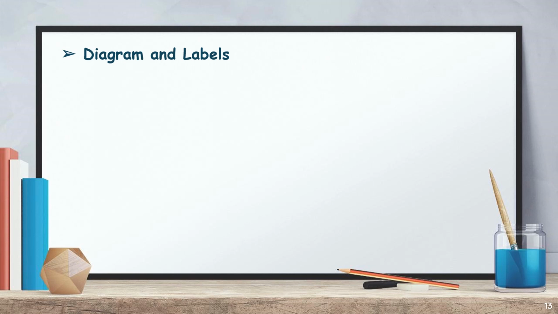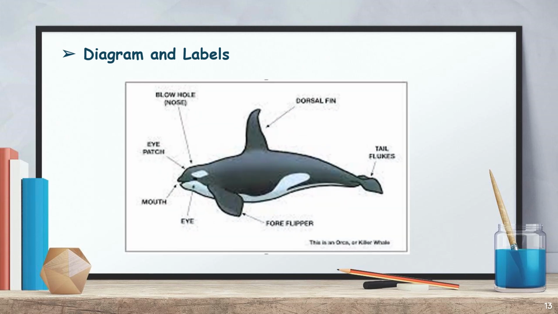Diagram and labels. So this is an example of a science diagram about a dolphin. A label diagram is a drawing, of course. It can be a drawing, a chart, or a graph that is used to visualize a concept. Label diagrams can be used in math. And here we use this one for science, and also we can use it for language arts in order to help students understand the relationships among different parts of the diagram.